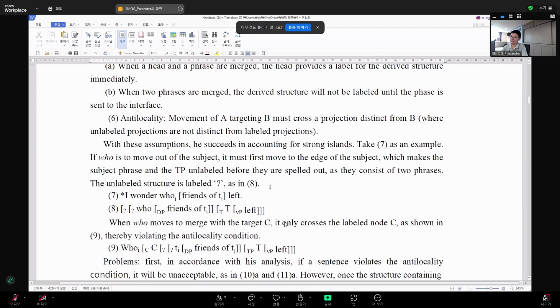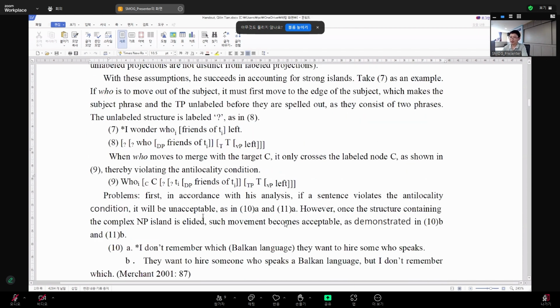Now let's see his explanation of the island. Let's see example 7. If who is to move out of the subject, it must first move to the edge of the subject, which makes the subject phrase and TP unlabeled because, before they are spelled out, they consist of two phrases. And the structure is labeled as the question marker, as shown in 8. When who moves to merge with target C, it only crosses the labeled node C, as can be seen in example 9. Therefore, such movement satisfies the anti-locality condition.